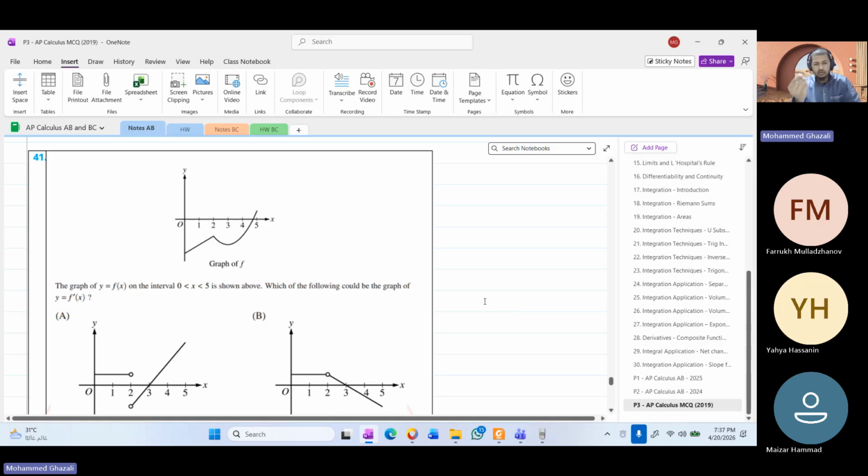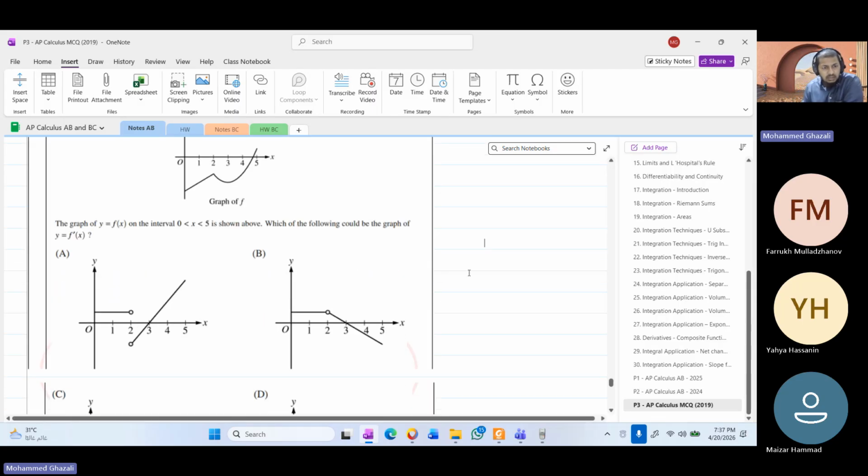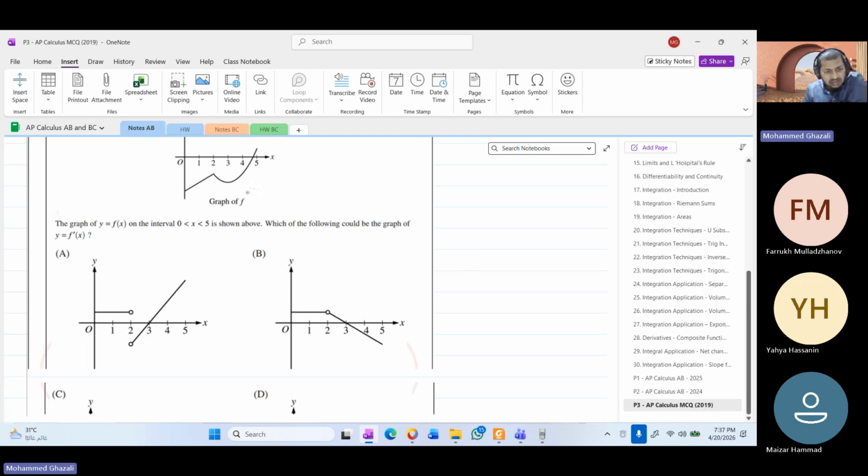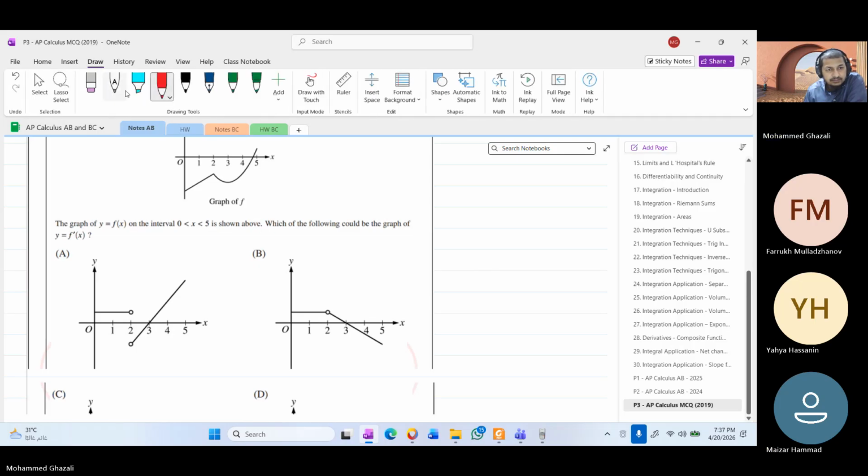Now let's have a look at this question. It's a theoretical question. There's nothing to do here. It is so simple. First of all, the graph y equals f of x is shown above on the interval 0 to 5. Which of the following could be the graph of f prime of x? Which is the graph of f prime of x from here?